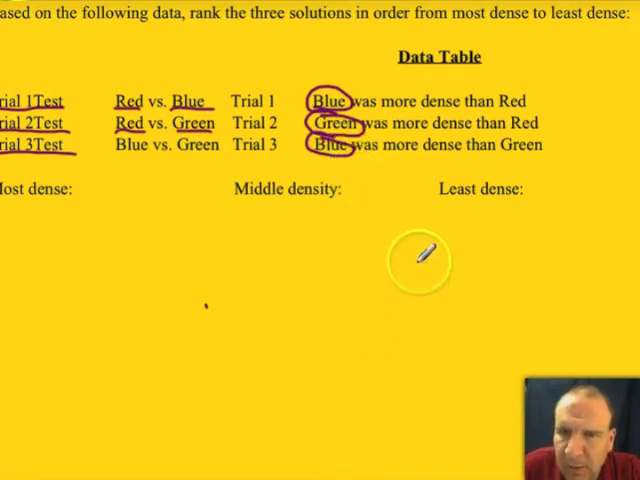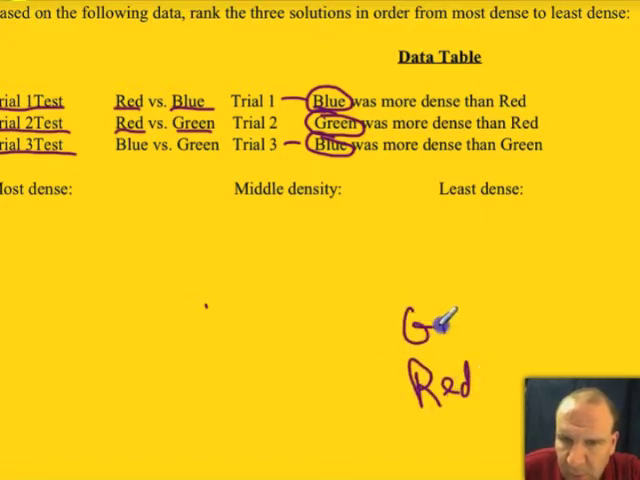Now, you notice we have a blue here and we have a blue here. So the blue is greater, more dense than the red. The blue is also more dense than the green. And the green was more dense than the red. So if I was just to go here, I would say, okay, the red, I know the green was more dense than the red, and the blue was more dense than the green, right? And the red. So this would be the order.